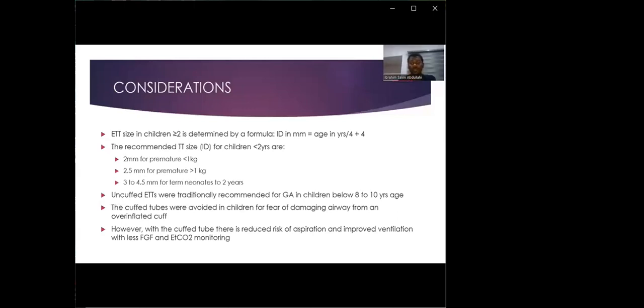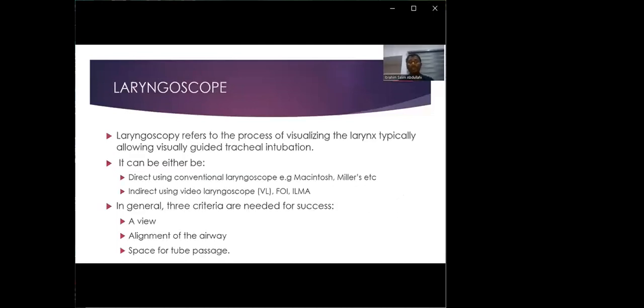However, with the cuffed tube, there is reduced risk of aspiration and improved ventilation with less fresh gas flow and better end-tidal carbon dioxide monitoring. Because for the uncuffed, of course, there is a peritubal leak, so it requires a higher fresh gas flow to adequately ventilate the child.